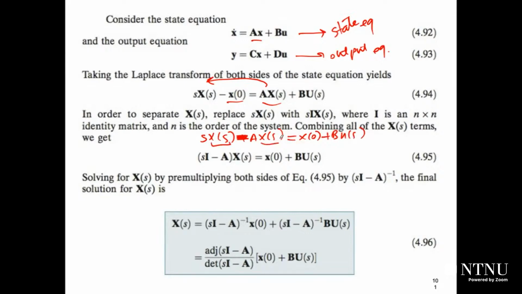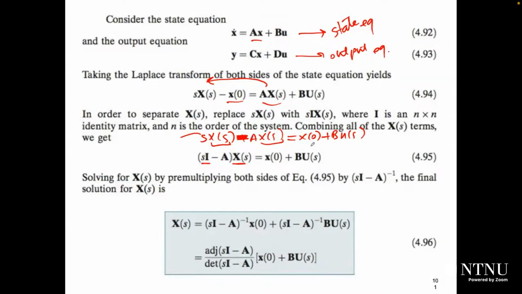We will take X(s) as a common factor. When you take X(s) as a common factor, you have to multiply s by the identity matrix I, because s is a scalar. Also remember that in matrix multiplication it is very important to consider direction. We are factoring from the right, so it will be (sI minus A) multiplied by X(s) equals x0 plus BU(s).